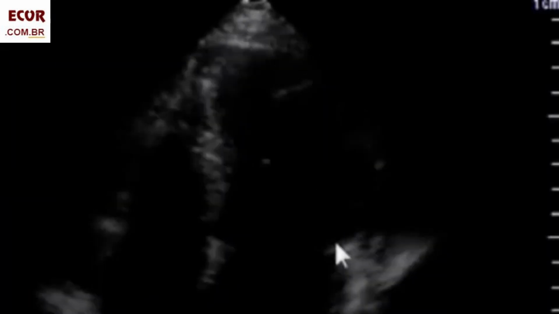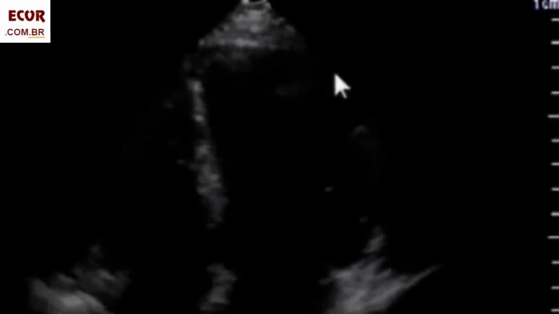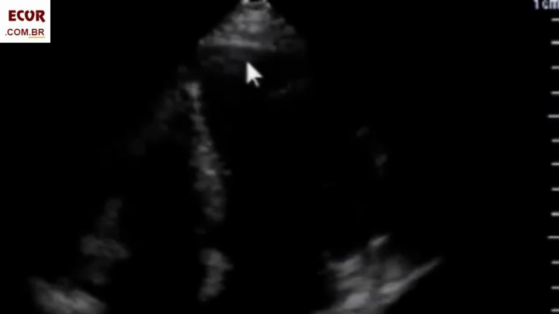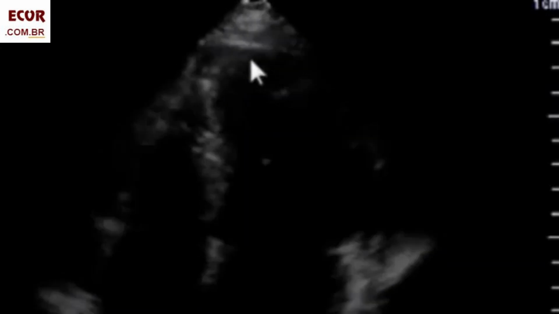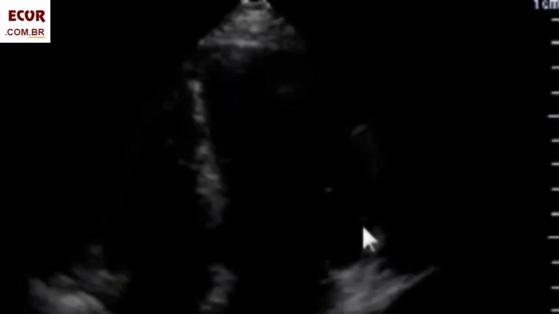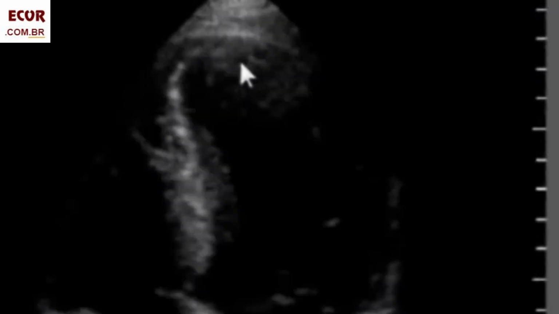Look here. We are using an echo without second harmonic, only with the fundamental frequency. It looks like there is dyskinesia of the apex and a poor LV function. But see what happens when you use second harmonic. We see that the apex is not dyskinetic. What is happening is that the whole heart is moving apically. It's only an intense ictus cordis in a hypertrophied heart.